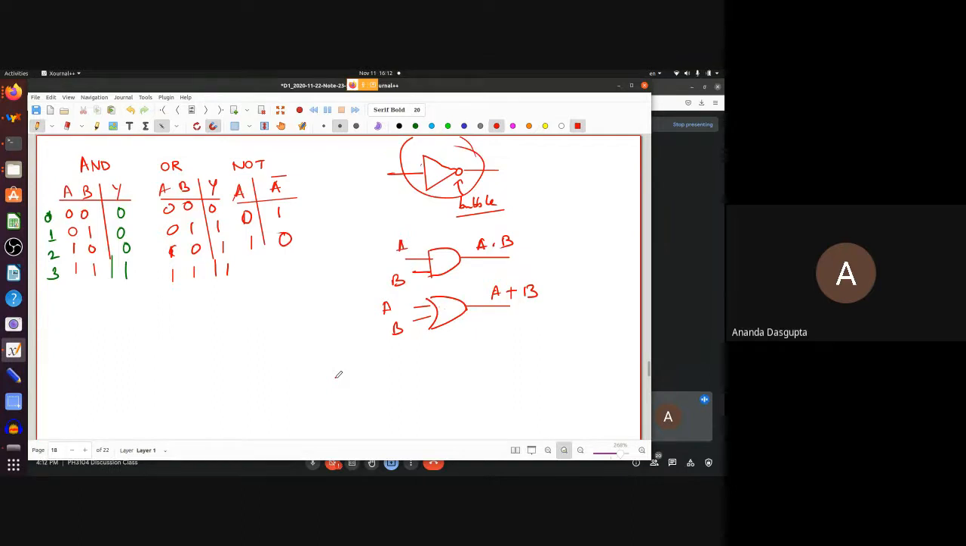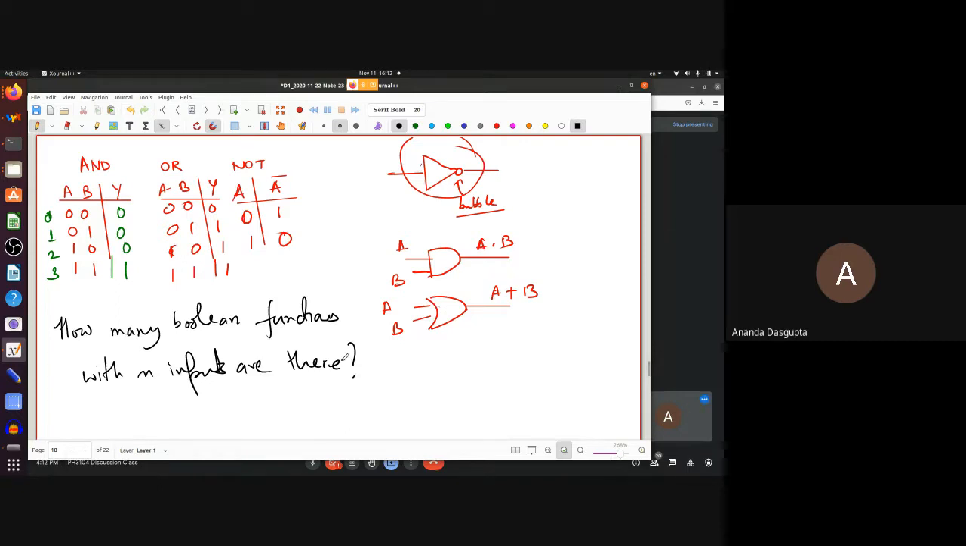Okay, before we go on to that, let me just ask all of you one question, which is this. How many Boolean functions with n inputs are there? So what's the answer to this question? How many different Boolean functions can you have where you're considering functions with n inputs? So that's a pretty straightforward question. So what's the answer to that?